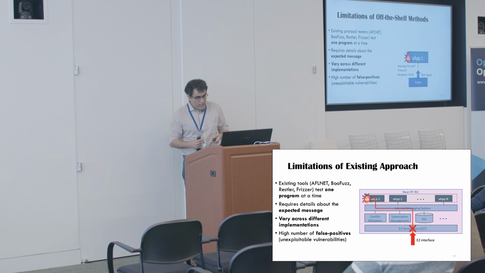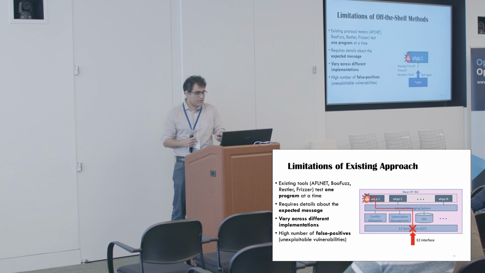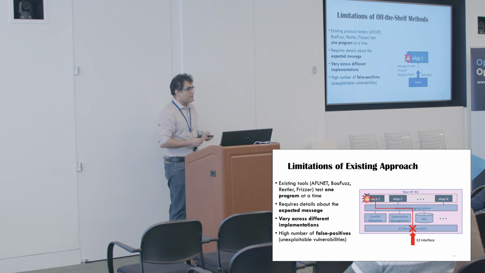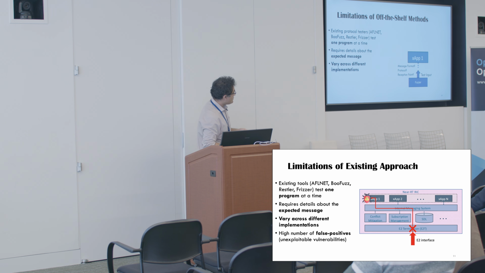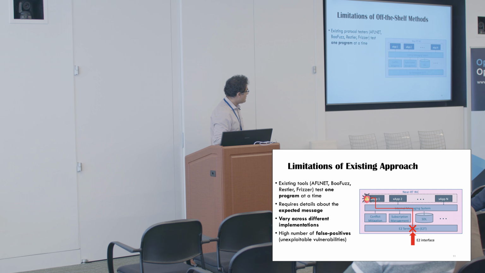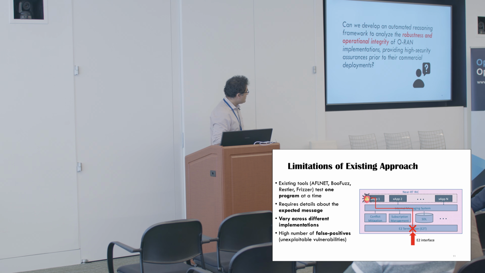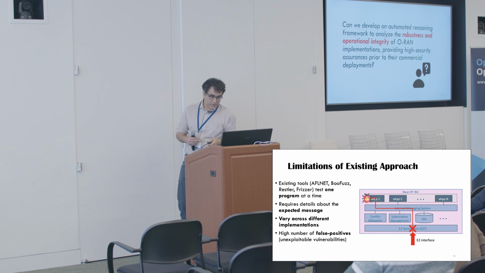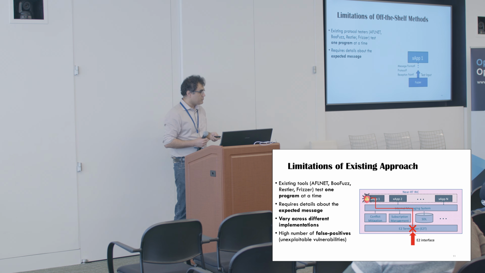And if we test one single program at a time without considering the dependencies between different components, there could be many false positives. It may crash, but actually it may not crash in an end-to-end manner. By end-to-end manner, I mean the attacker might be sitting at the RAN. If the attacker sends that input, it may not reach the target program if you test in an isolated way like this.